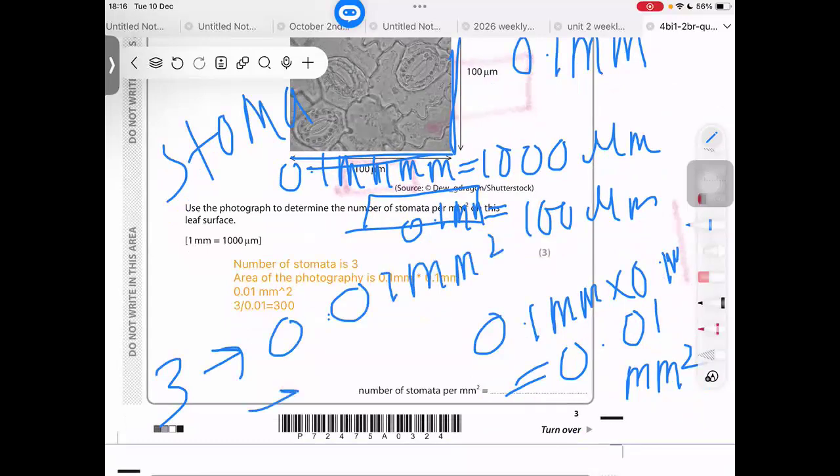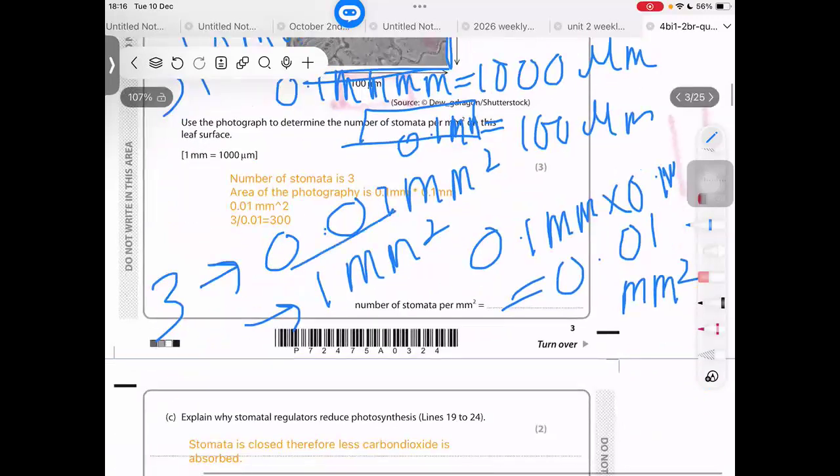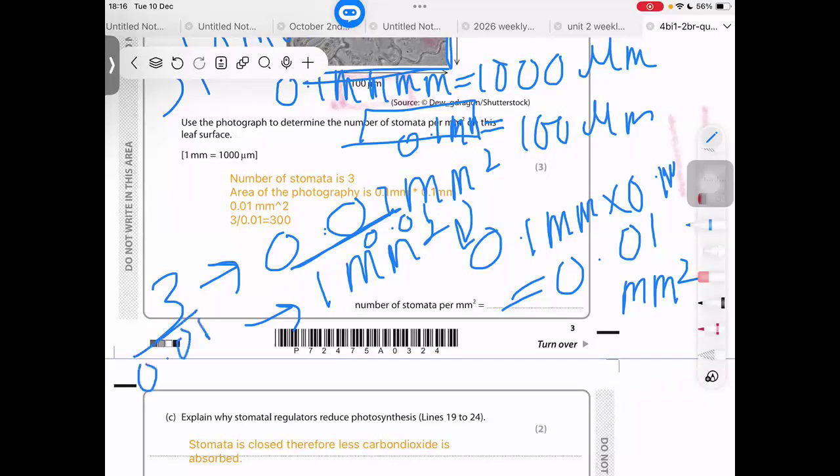Then how many are there in 1 millimeter squared? That's what we need to find over here. So to convert 0.01 into 1, we have to divide 0.01 by 0.01. That's how we get 1 millimeter squared. So if we do something to the right hand side, we need to do the same thing to the left hand side as well. So I'll be dividing this by 0.01. So 3 divided by 0.01 will be 300. So how many stomata are there? 300. Yes, number of stomata per millimeter squared will be 300.